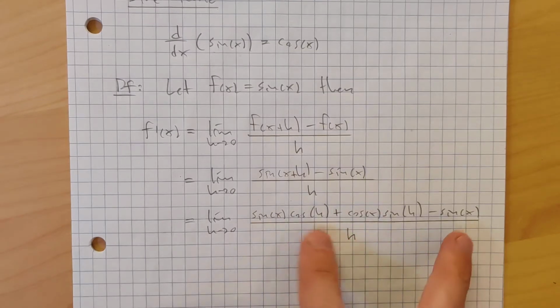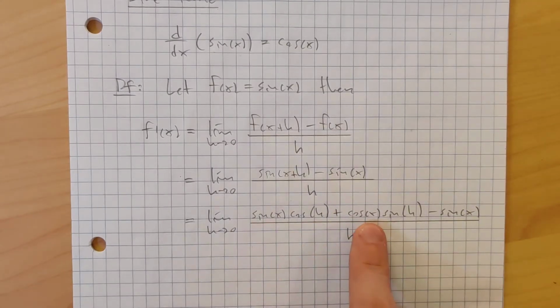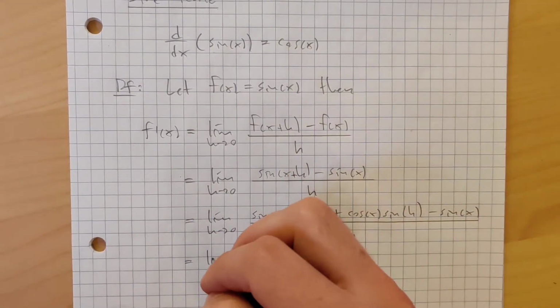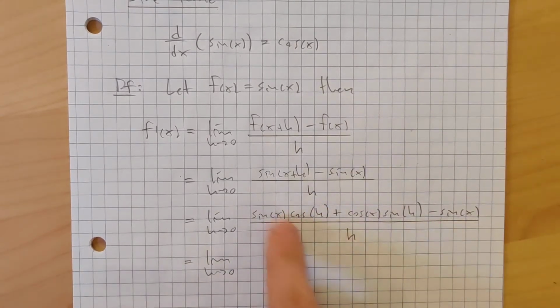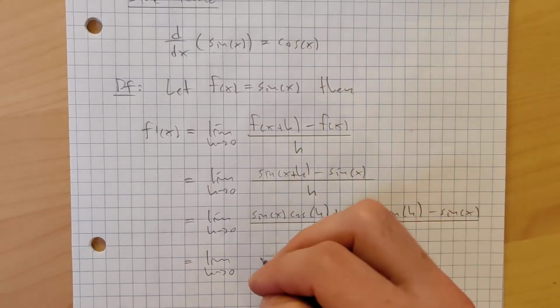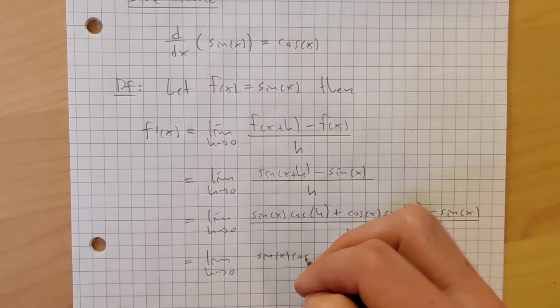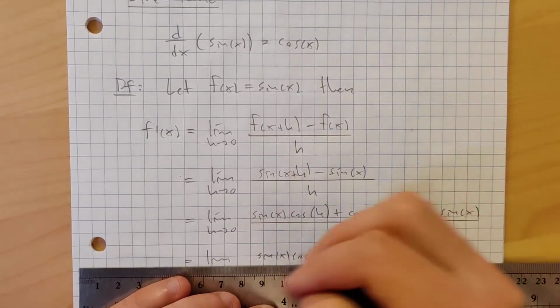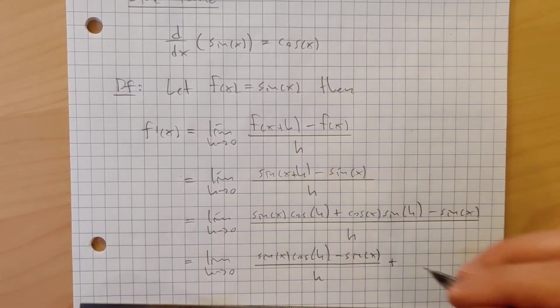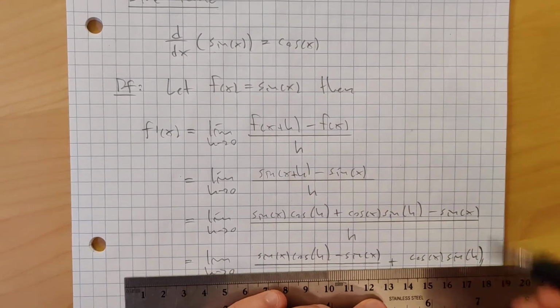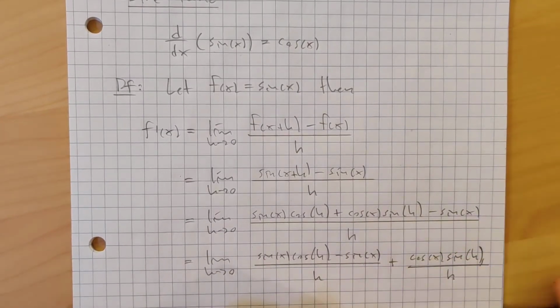So next thing I'm going to do is try and put the two sine of x terms beside each other, with the idea of getting a common factor of sine of x in that piece. So I'm going to move things around to have two pieces here. I'm going to have sine of x cos of h minus sine of x over h, and I'm going to have the cos of x sine of h over h, like this.